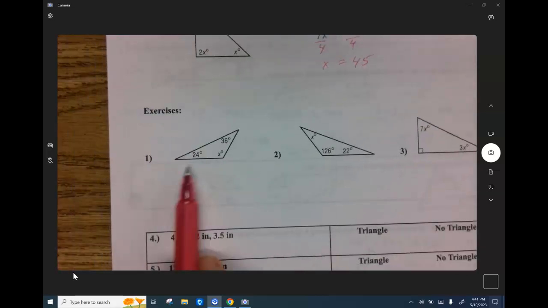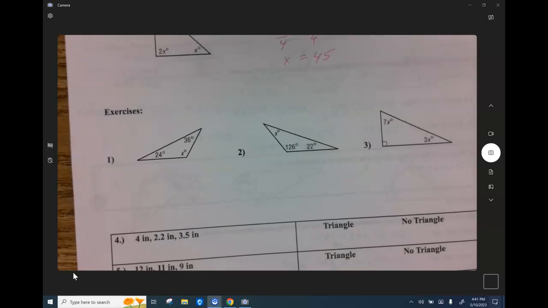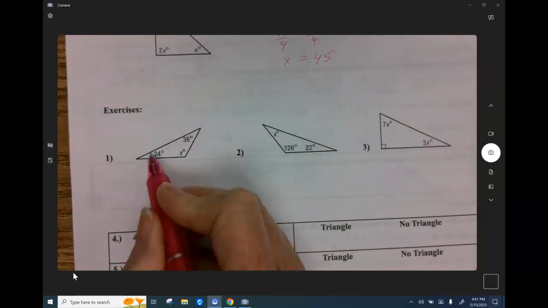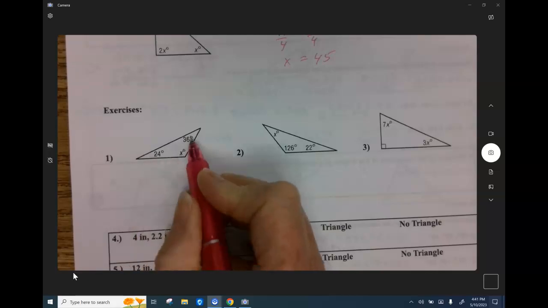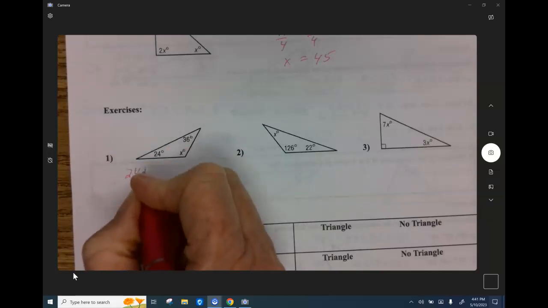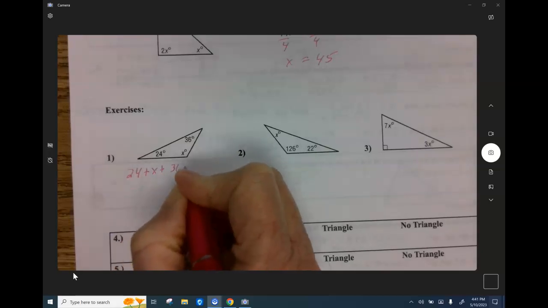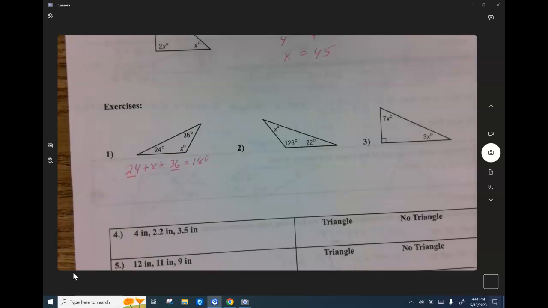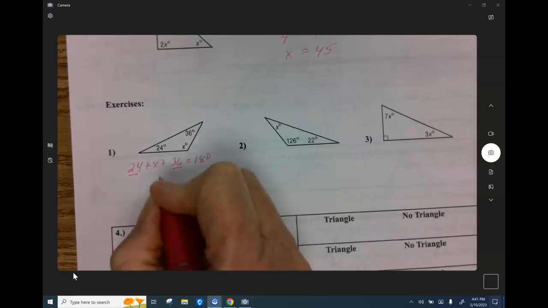Okay, here we go. Now these are all different kinds of triangles, and we still have to go through and figure out the angle. So again, all three angles of a triangle add up to be what? That's right, 180. So 24 plus x plus 36 is equal to 180. Combine your like terms. 60.